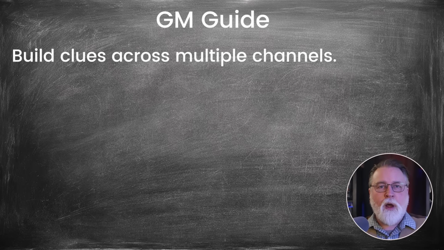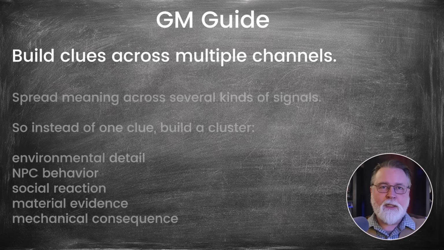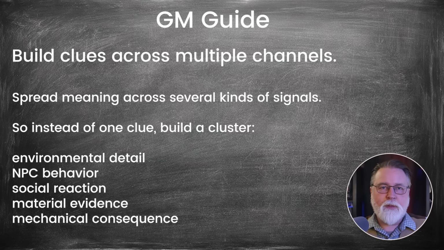Next, build clues across multiple channels. If players interpret clues through schemas, then any single clue can be sorted into the wrong pattern. A practical way to reduce that risk is to spread meaning across several kinds of signals. The schema concept tells us that people organize and interpret information through existing frameworks. So giving only one thin signal makes misclassification easier. So instead of one clue, build a cluster. Environmental detail, NPC behavior, social reaction, material evidence, mechanical consequence.